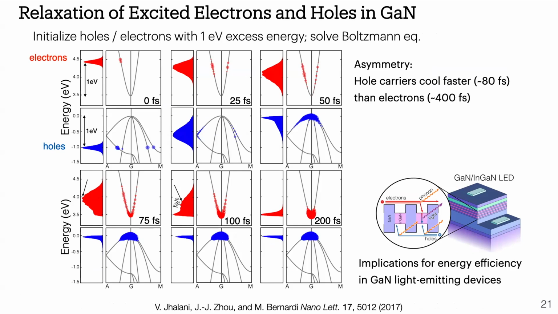And we've shown in that paper that this has implications for the energy efficiency of gallium nitride light-emitting devices, particularly the problem of how electrons cool slowly and get emitted out of the device before they can recombine with the holes to emit light. So basically, you can use these tools for scientific discovery.